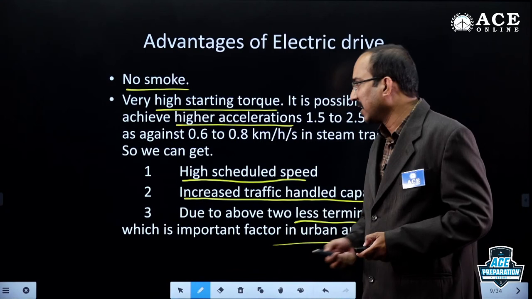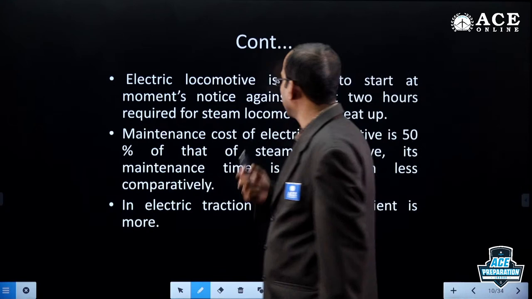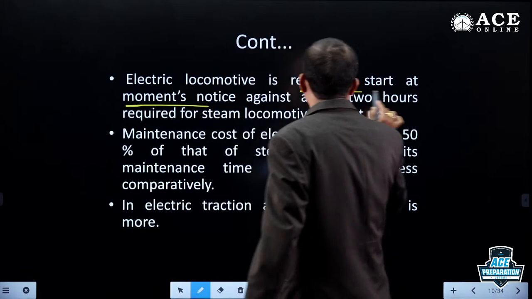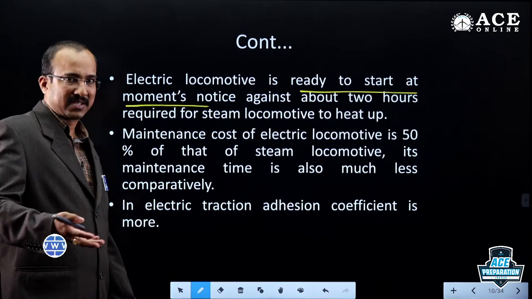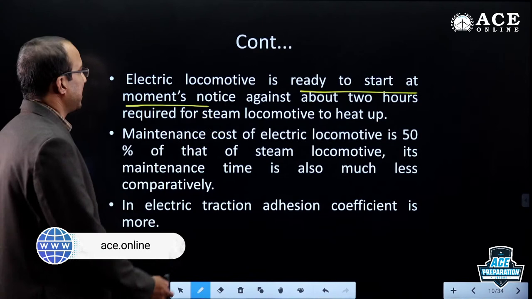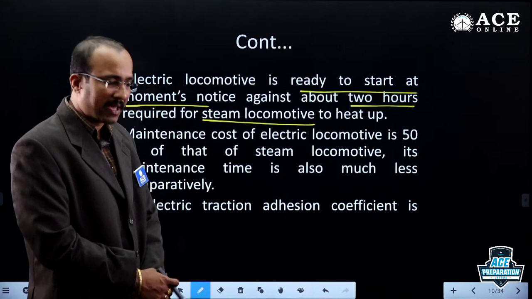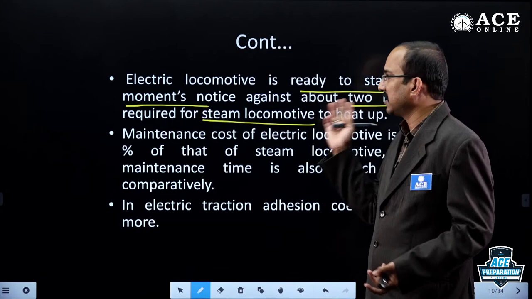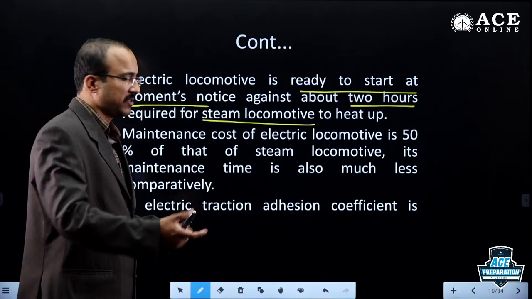Now coming to the other points. By using an electric locomotive, you can start the engine at a moment's notice. You don't require advance notice of hours to start the engine; in moments we can start the drive. But if you are going for a steam locomotive, it takes 2 hours to heat up. If you are using a steam engine drive, it will take 2 hours to start. But with electric drive, you can easily start at a moment's notice. You don't require more time, just switch on and you can run it.